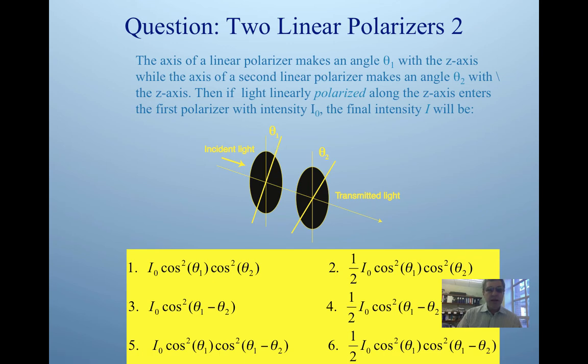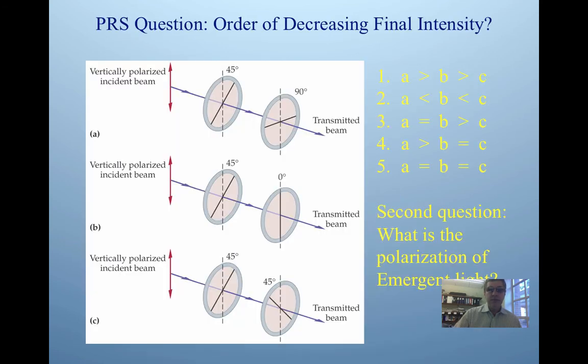Started out I naught, it's going to go through the first filter, and in between here, it's going to be I naught cosine squared theta 1. Aha! So the only formula that has the first filter, I naught cosine squared theta 1, and then the effects of the second filter, cosine squared theta 1 minus theta 2, is your correct answer down here, number 5. Number 5, the correct answer in problem 2. You see just a subtle little bit of difference about the inputs. Reading carefully makes a significant difference in the result.